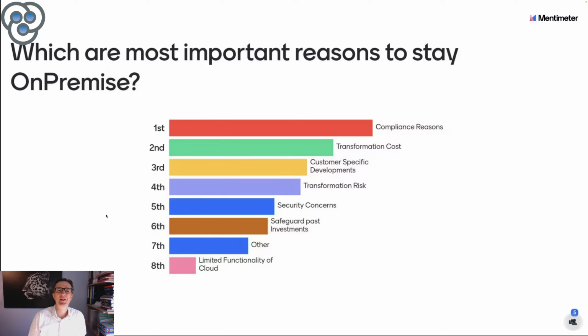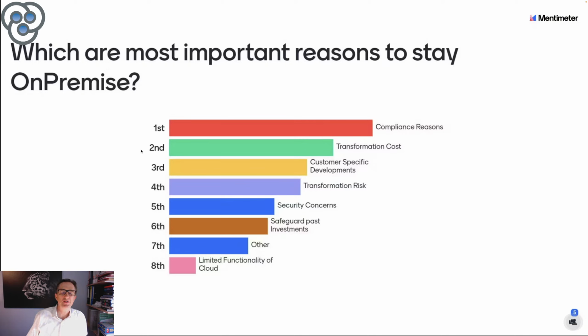And first reason to stay on premise is compliance reasons. Compliance with legal requirements, actually, which is interesting to discuss, because then limited cloud functionality is on the last position here. And what does it mean? We have to discuss this because I don't understand it. If there's enough functionality of the cloud which ensures compliance, then why is compliance on the first? So that is an interesting topic to discuss in the future, maybe. But that's not for today.